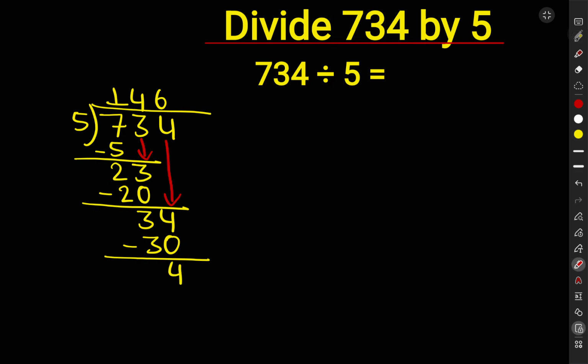So now we have no other number to put down. So we put a decimal here so that we can put 0. So it is 40 and 5 times 8 is 40. On subtracting we get 0. So 734 divided by 5 is 146.8.